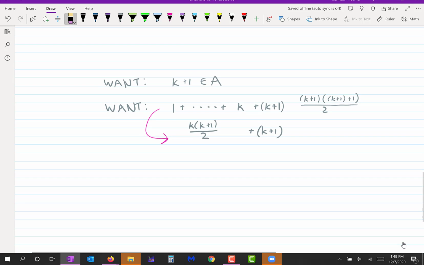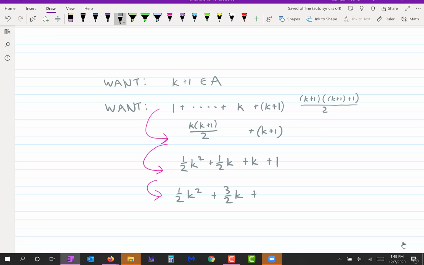And at this point, it's just going to be a matter of algebra. What does this equal? Let's just expand it and see. Don't be afraid to just write it out. Wouldn't this be 1/2 K squared plus 1/2 K plus K plus 1? And what would that equal? That would equal 1/2 K squared plus 3/2 K plus 1, right?